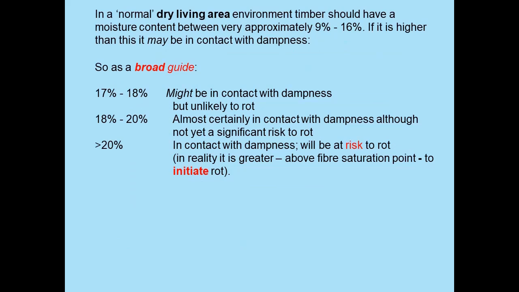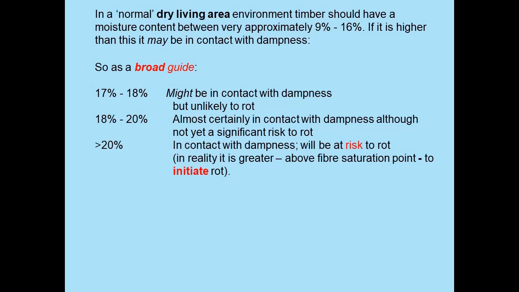If we look at conditions in a normal dry living environment, we wouldn't expect to have the timber moisture content much above 16%. If it is higher than this, it may be in contact with dampness. So, and I emphasize, as a very broad guide, 17 to 18% moisture content, it might be in contact with dampness, but unlikely to rot. 18 to 20, almost certainly in contact with dampness, although not yet a significant risk to rot. Greater than 20%, in contact with dampness, will be at risk to rot.